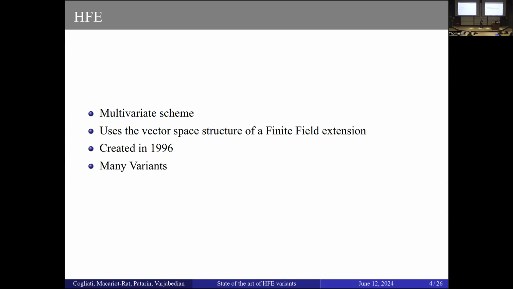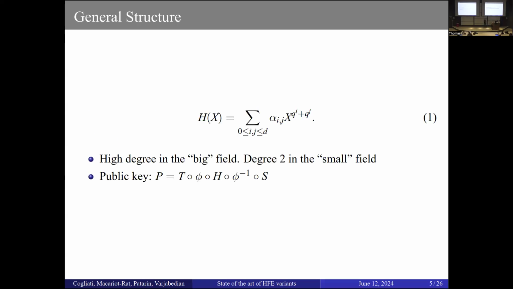So as I said, it is a multivariate scheme. It was created using the fact that when you have a finite field and you take an extension field, it can be seen as a vector space on the small field. So you have a natural isomorphism between the two. It was created in 1996, and since then many variants have been created.